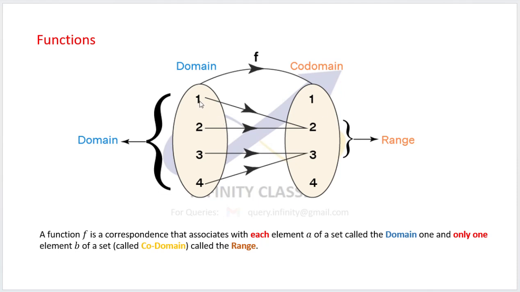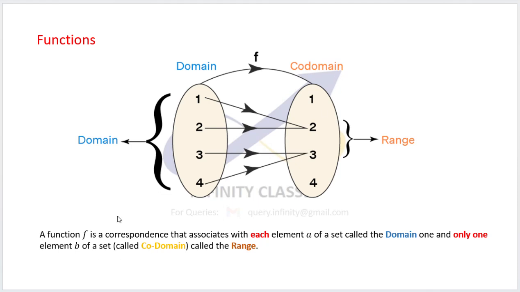So 1 is getting mapped to 2, and 2 is also getting mapped to 2, which is fine. 3 is getting mapped to 3, and 4 is getting mapped to 3 again. So 1 and 4 are going to be unmapped. Each and every element in the domain should be mapped. There could be a few elements in the codomain which are unmapped. The ones which are mapped are going to form the range, and the mapped and unmapped elements together form the codomain.